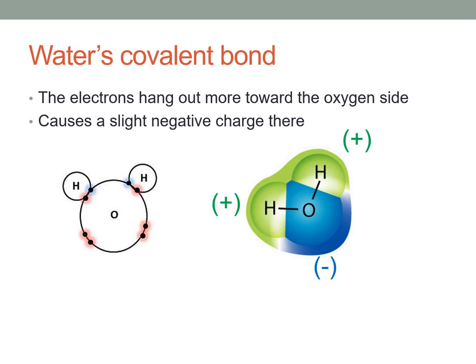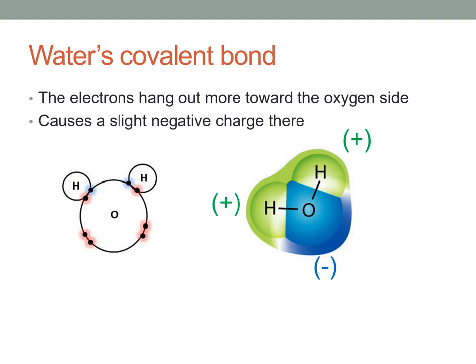So because of that, that part of a water molecule is going to have a slightly negative charge. Not totally negative charge, right? You didn't lose the electrons. They're just spending more time in one place than another. So that slight negative charge over on the oxygen side, and then a slight positive charge over on the hydrogen side. I just think a water molecule kind of looks like Mickey Mouse, which makes me happy.